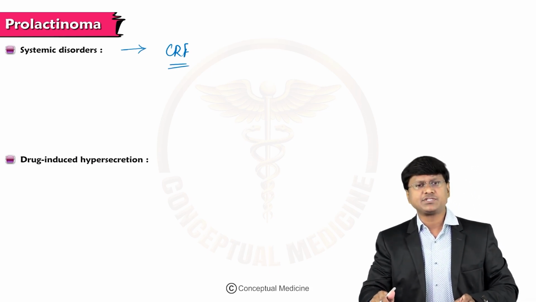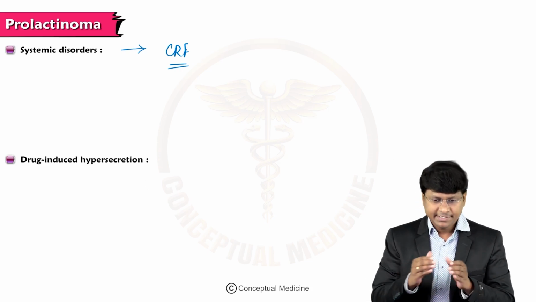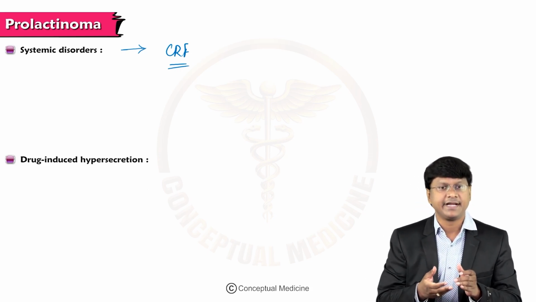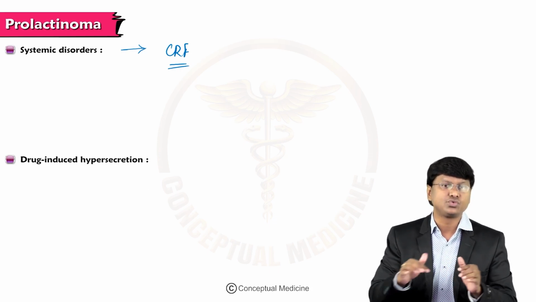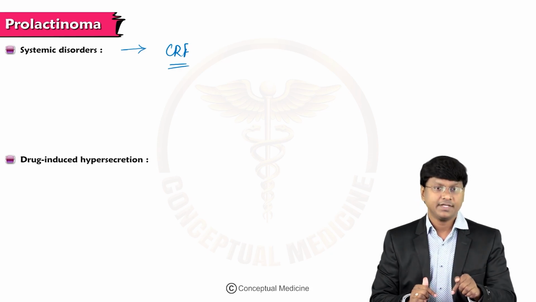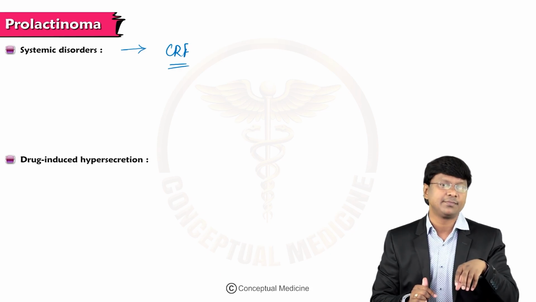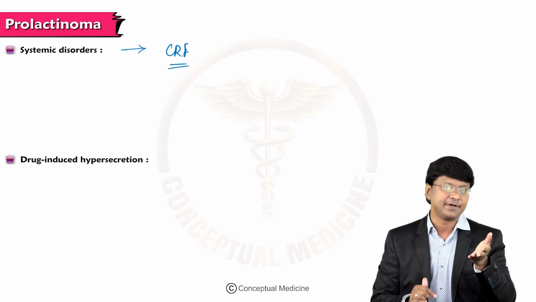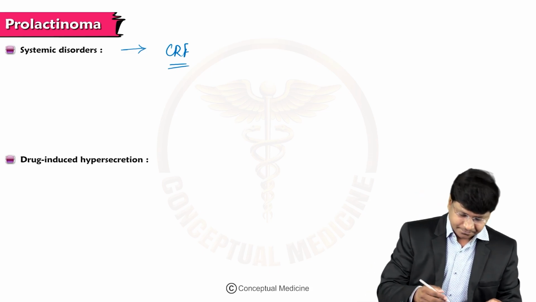See, why in case of chronic renal failure there will be hyperprolactinemia? Because the prolactin which is synthesized from anterior pituitary has to undergo metabolism and then get excreted through the kidney. And if there is renal failure, the prolactin gets accumulated within the body and that will result in hyperprolactinemia. So that is one of the systemic disorders.